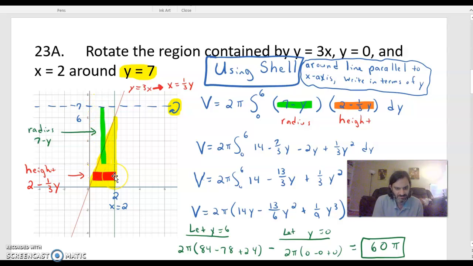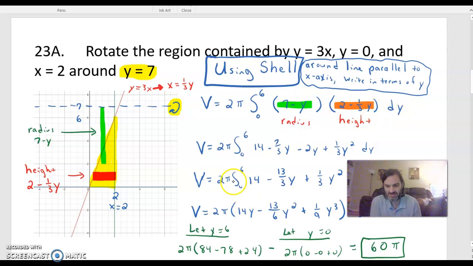And then the height would be parallel to the x-axis here. So it's always 2 on the right hand side, but the y equals 3x is the left hand side, but we need that in terms of y, so I rewrote it as x equals 1/3 y. So my height here is from 2 take away 1/3 y. Okay, so plugging all that in, I have the integral of 2 pi from 0 to 6 of 7 minus y for the radius times 2 minus 1/3 y for the height dy.